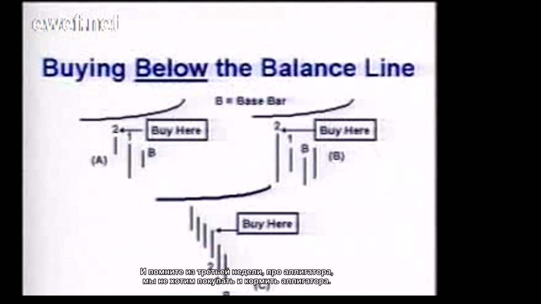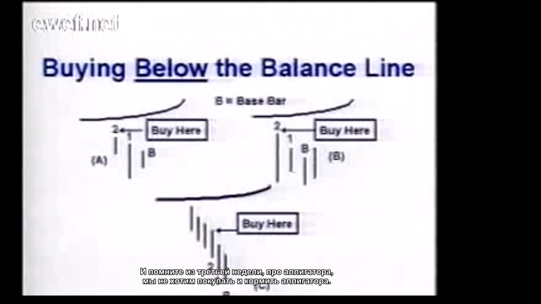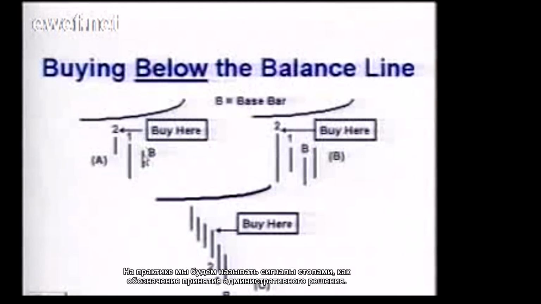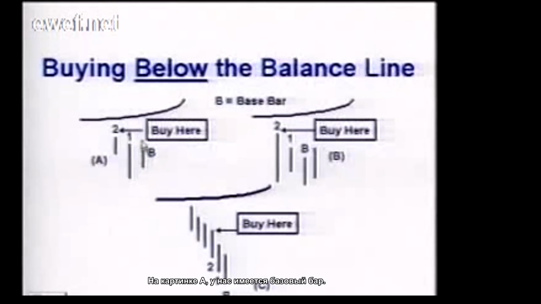And remember that from the alligator in session 3, and from everything we've talked about, we don't want to buy and feed the alligator. If we buy below the alligator's mouth, we're feeding the alligator. So these are signals for practice, but in actual practice, they would only be stops if you decided to use that as an executive decision. And later on, Justine is going to take you through our 4 techniques of making an executive decision as to which stop to use.